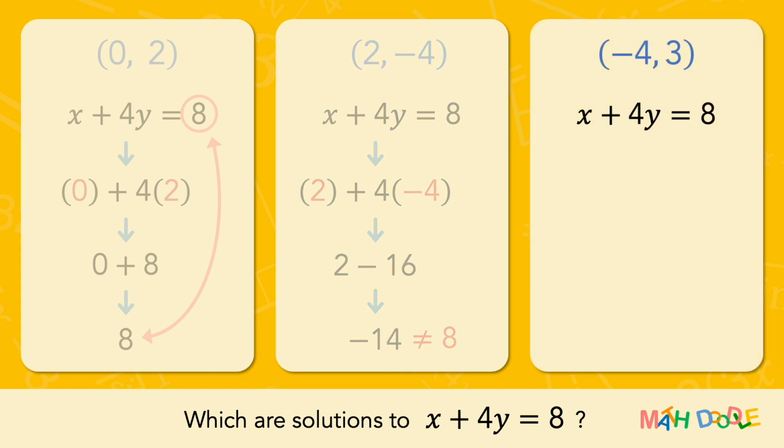Now, let's try minus 4, 3. So, we are going to substitute minus 4 for x, and 3 for y. Then, the left side of the equation is simplified into minus 4 plus 12, which is 8.